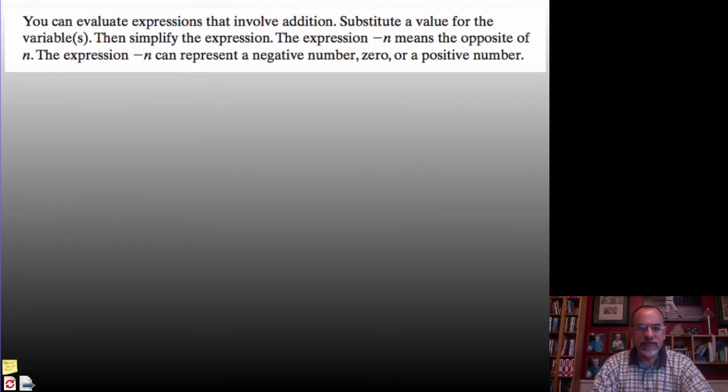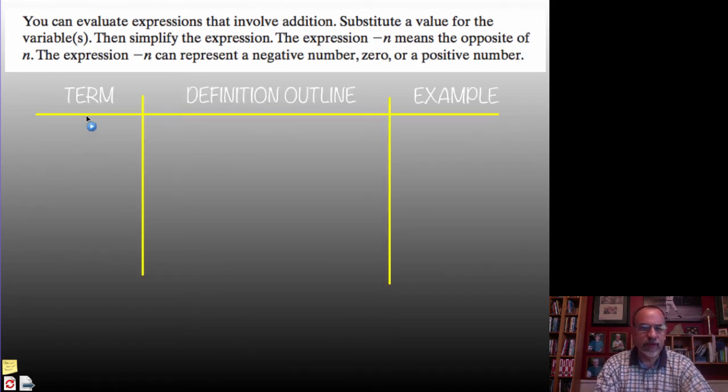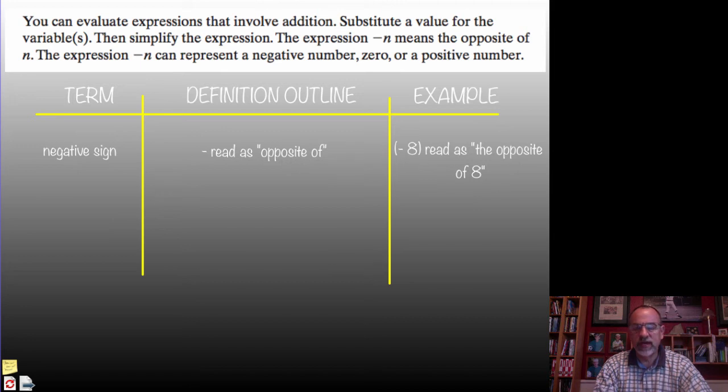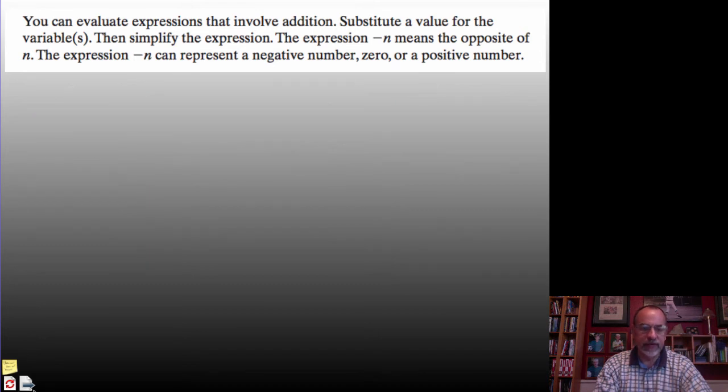The expression negative n can represent a negative number, zero, or a positive number. Basically, a negative sign means the opposite of. And so whenever you see a negative sign, we want to think the opposite. When we see negative 8, we want to read it as the opposite of 8. And the opposite of 8 is a negative number.